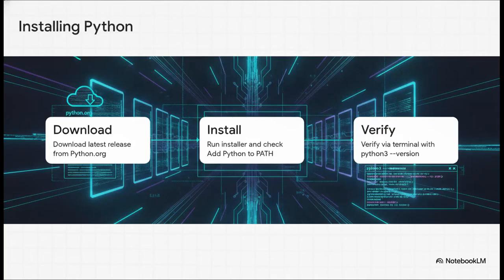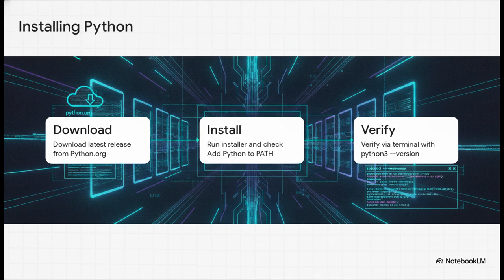Once you've picked your editor, you've got to actually install Python. The steps here are pretty universal. Download the latest release for your operating system directly from python.org and run the installer. Now, for Windows users, pay close attention to step 2. It is absolutely crucial. You literally must check the box that says Add Python to PATH.